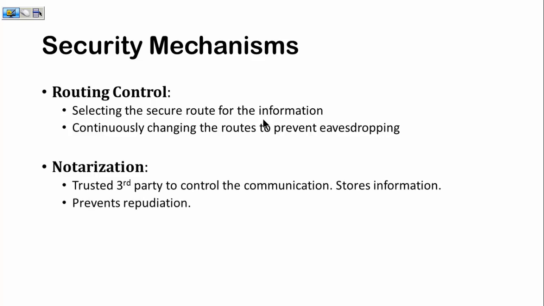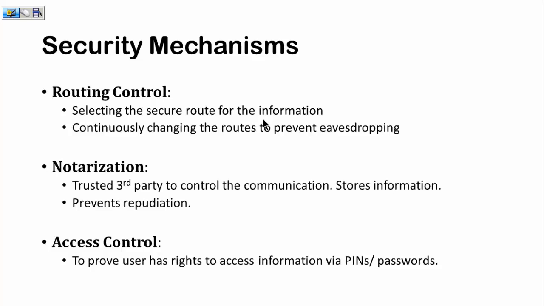Notarization is a trusted third party that controls the communication, as we have seen in the case of non-repudiation, and it actually prevents repudiation, so that nobody can now claim whether the event has occurred or not, because the trusted third party would store the information and would later on tell whether the event has taken place or not. Access control: the mechanism is that you form a list of users who can have authorized access to a certain kind of information, and then you verify them with the help of the PINs and the passwords that are provided to them. And this is how you can achieve access control.